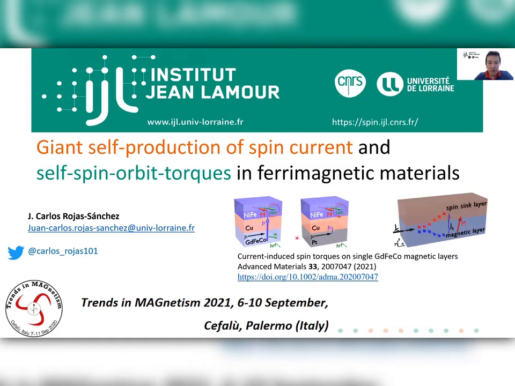So in the first part, I will show the cell production of spin current that is like 25 times more efficient than in the case of a similar structure where we use platinum instead of gallium iron cobalt. And then I will discuss some conditions to get the cell spin orbit torque, when we have the right symmetry for this cell production of spin current in the magnetic materials, and we have the condition of a good spin sink layer to absorb the spin current emitted from the magnetic layer.